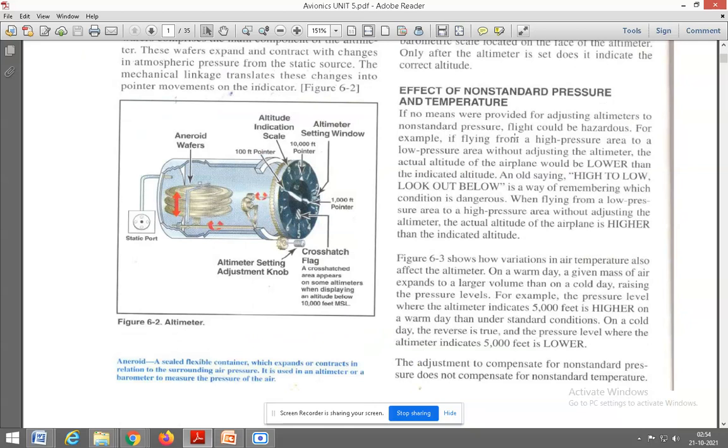So if no means were provided for adjusting altimeters to non-standard pressure, flight could be hazardous. Okay. So if you are not getting the standard pressure and temperature, then your flight may enter into danger. For example, if flying from a high pressure area to a low pressure area without adjusting the altimeter, the actual altitude of the airplane would be lower than the indicated altitude. An old saying, high to low, look out below, is a way of remembering which condition is dangerous.